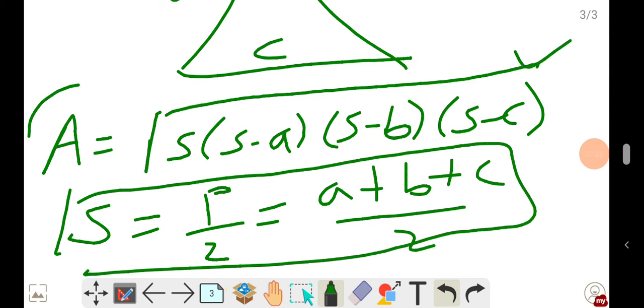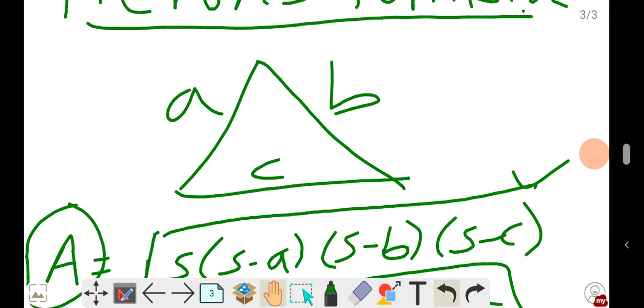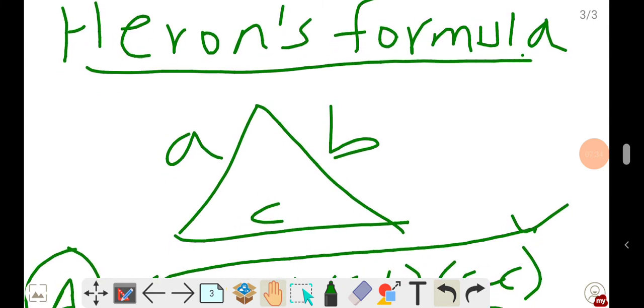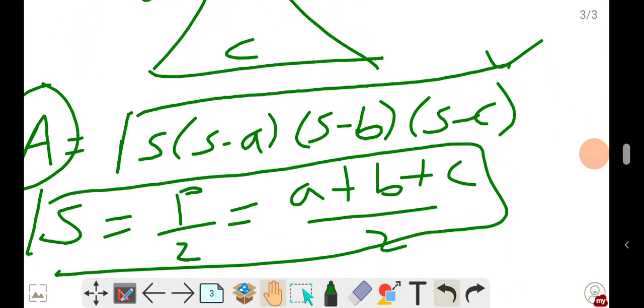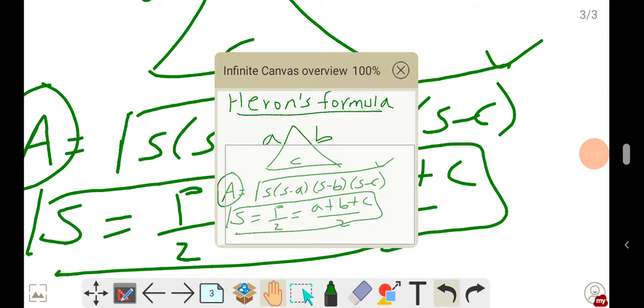Our focus is finding the area. So when the three sides are given, we can apply Heron's formula. But Heron's formula contains S. So how do we get S? It's here. Let us take an example again.